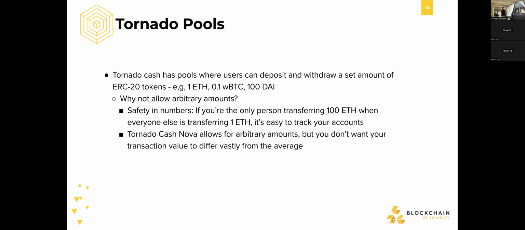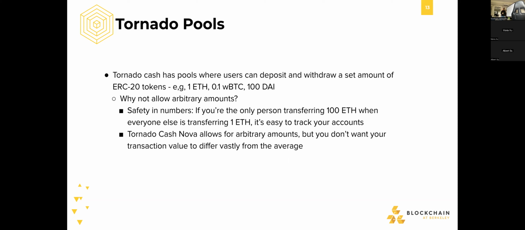Then you can immediately find out that, oh yeah, Carol is 1 to 3. And this sort of works for any arbitrary amount. So it's like 1.23, then you immediately make the link between the accounts. So what's the whole point of using Tornado in that case? And this is how it worked for the longest time in Tornado Cash Classic.